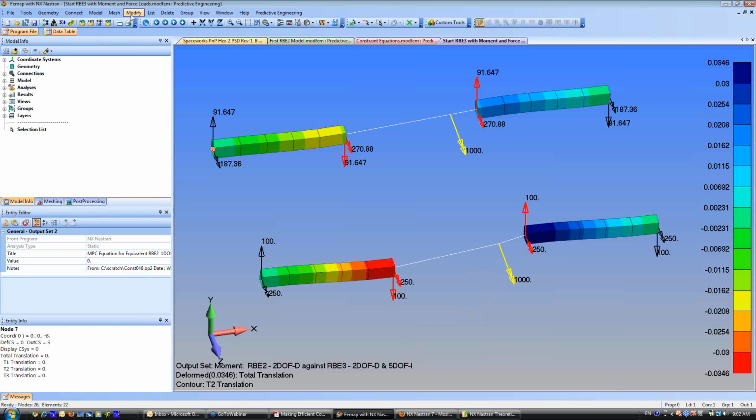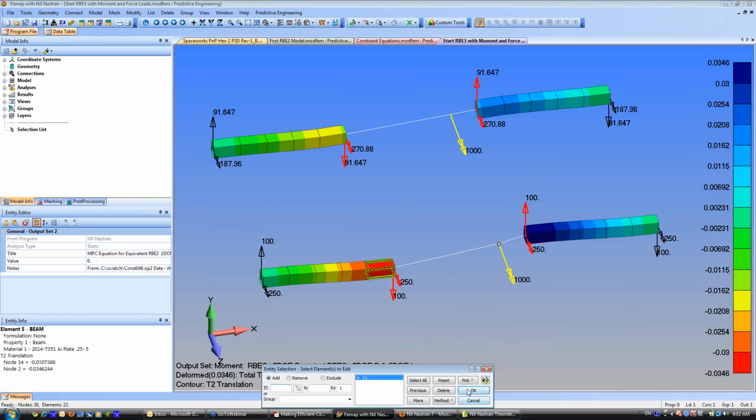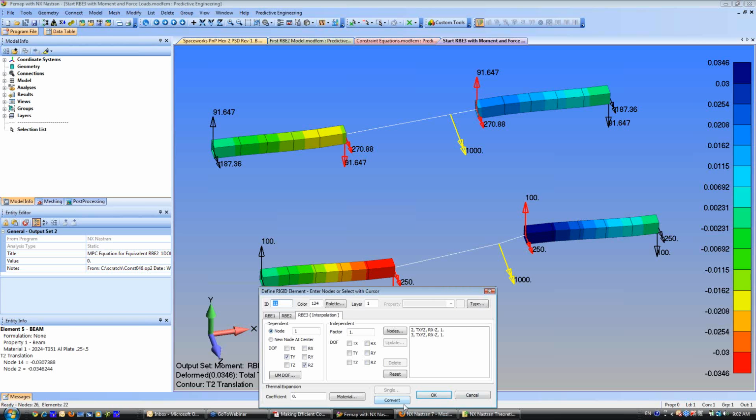So here, our dependent node, which is here in the center, we're trying TY and RZ.